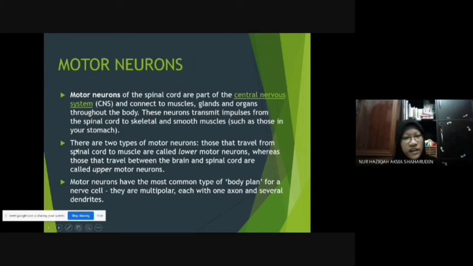Okay, next. There are two types of motor neurons. Those that travel from spinal cord to muscle are called lower motor neurons, whereas those that travel between brain and spinal cord are called upper motor neurons. Motor neurons have the most common type of body plan for a nerve cell. They are multipolar, each with one axon and several dendrites.